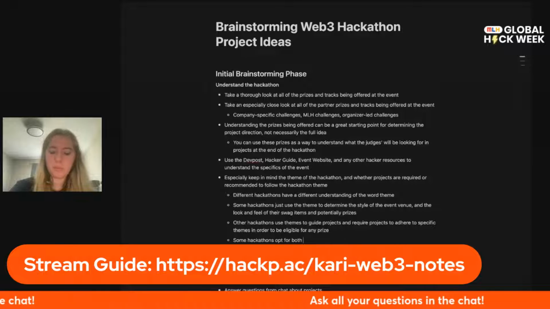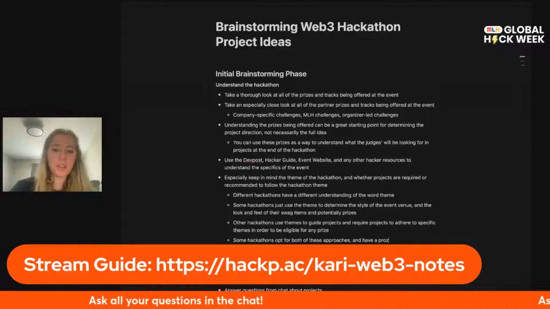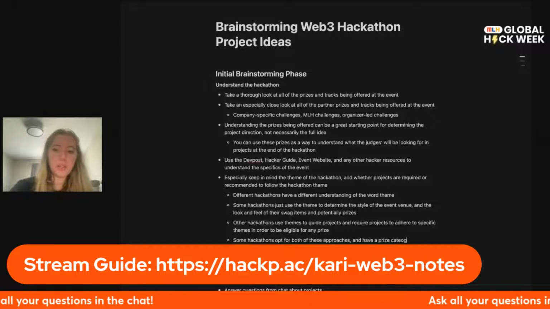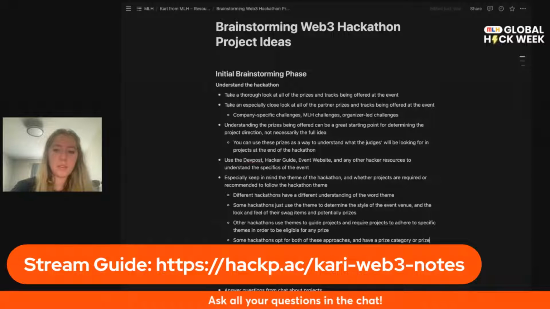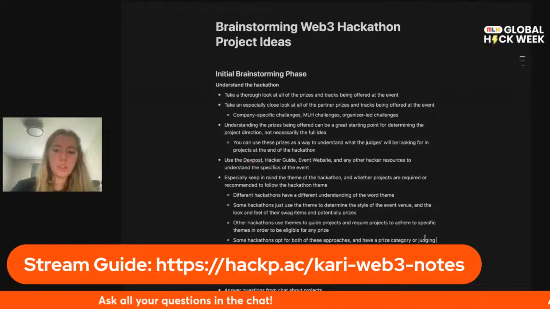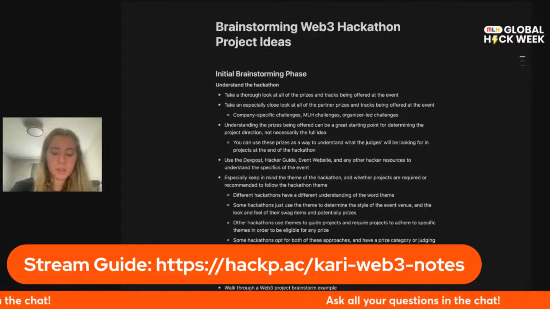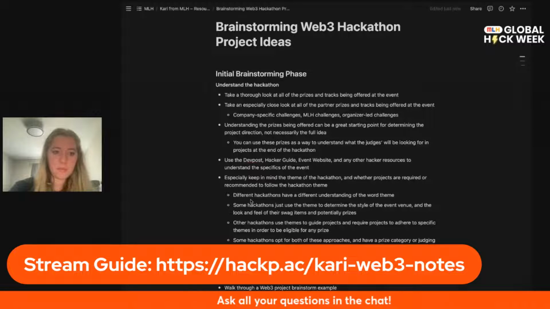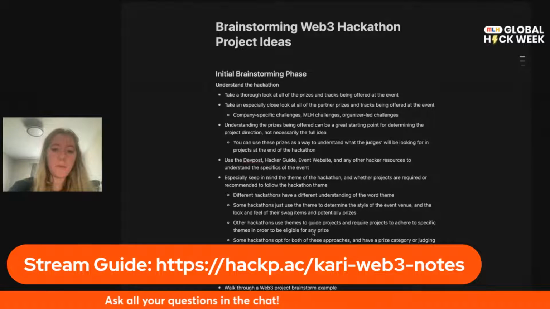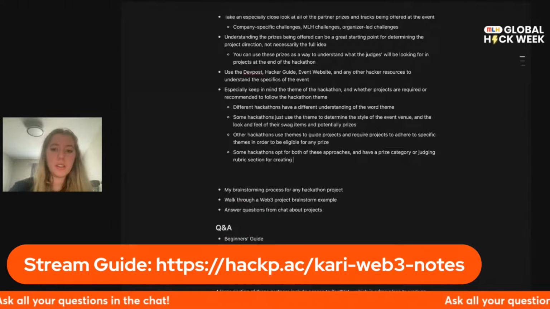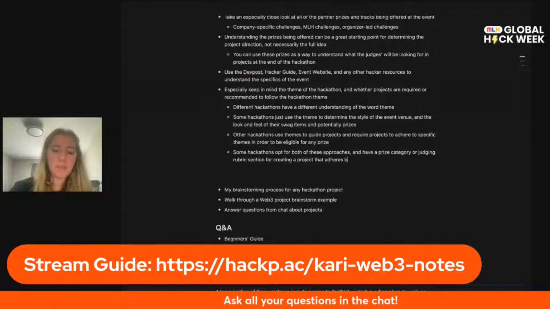For both of these approaches, look for a prize category or judging, I would say judging rubric, section for creating a project that adheres best to the hackathon theme.